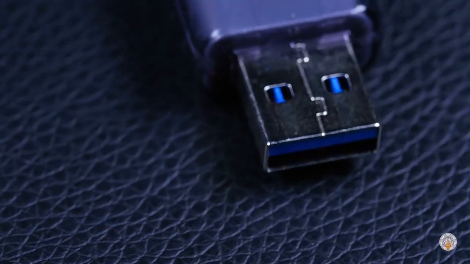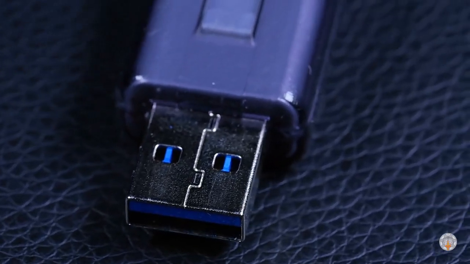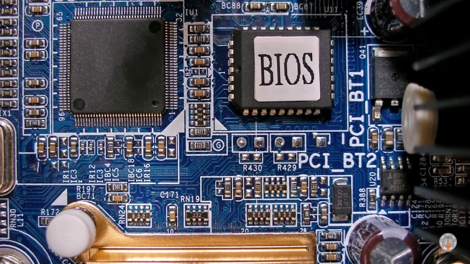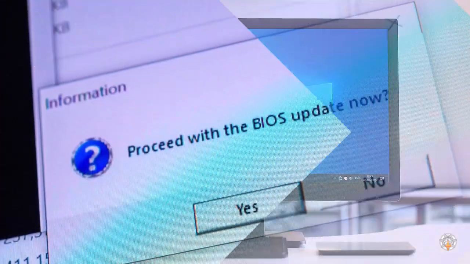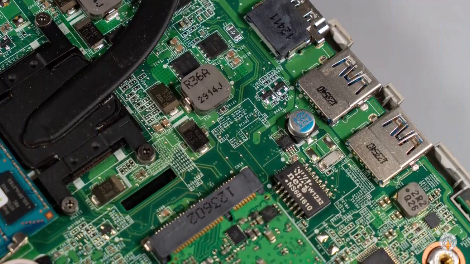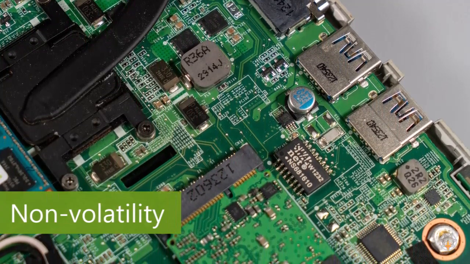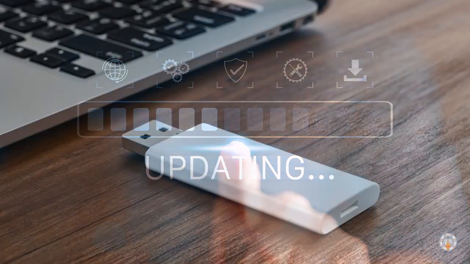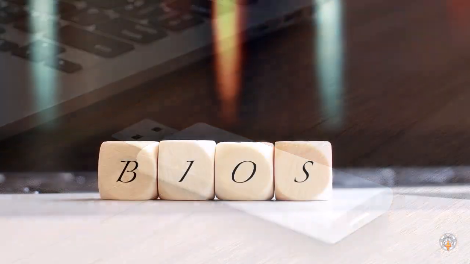Flash memory is ideal for storing the system's BIOS because it retains data without power, ensuring the BIOS is always available during system startup. Additionally, it can be updated when needed, providing flexibility for hardware changes and software improvements. This combination of non-volatility and updatability makes flash memory indispensable for storing essential system firmware like BIOS.